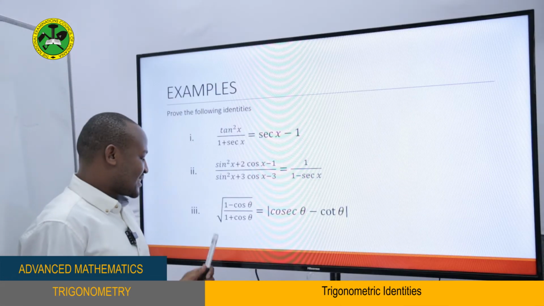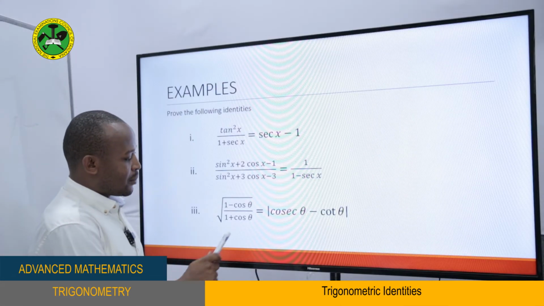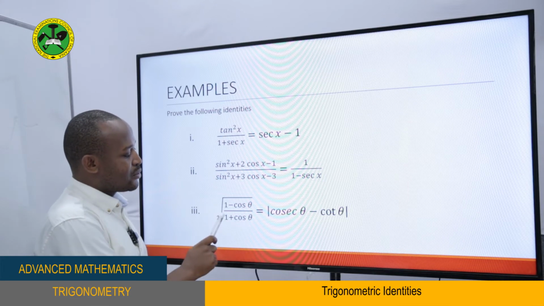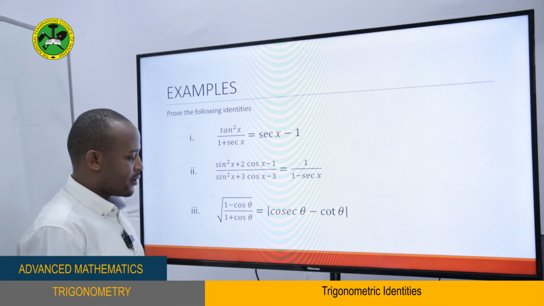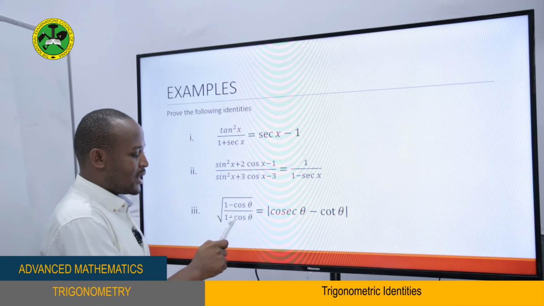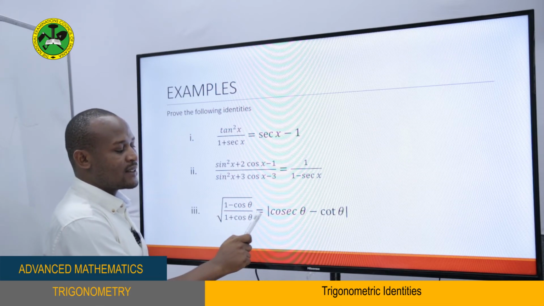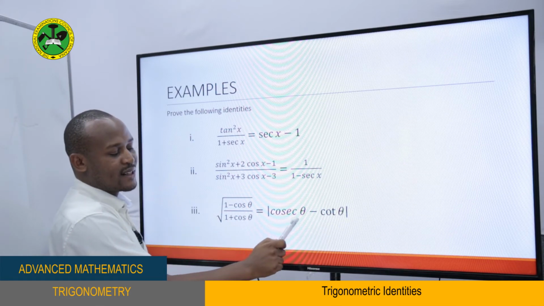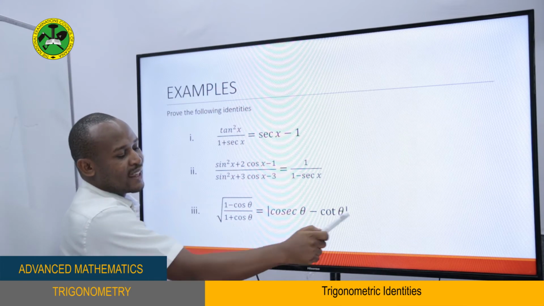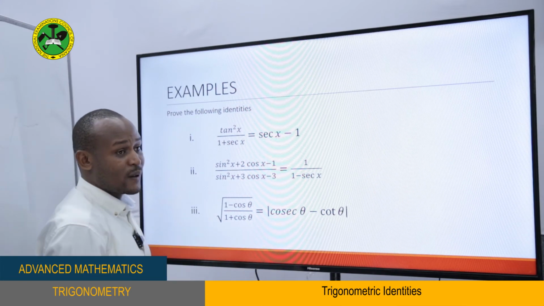Okay, now we have the next example, example number 3, and we are supposed to prove that the square root of (1 minus cos theta) over (1 plus cos theta) is equal to the absolute value of cosec theta minus cot theta. We are supposed to prove that.